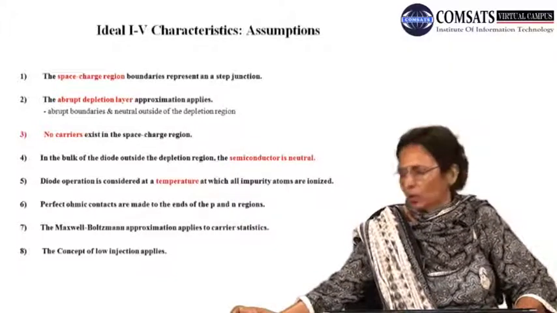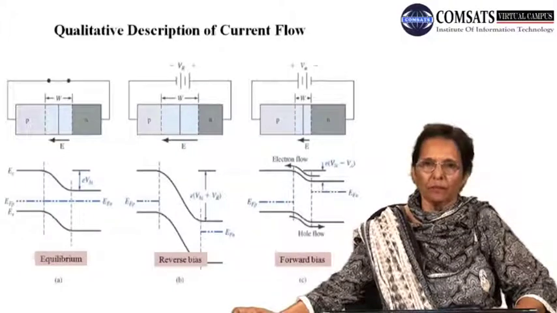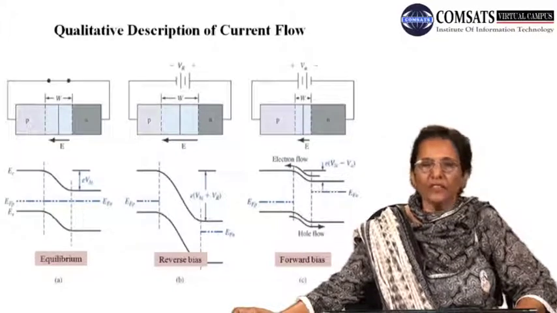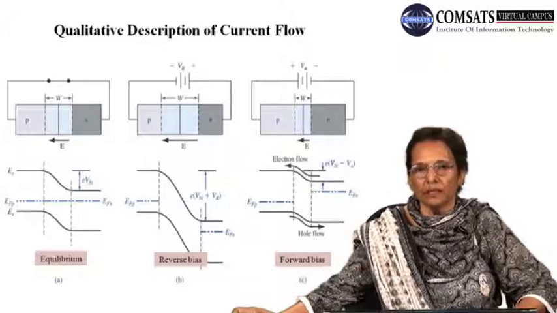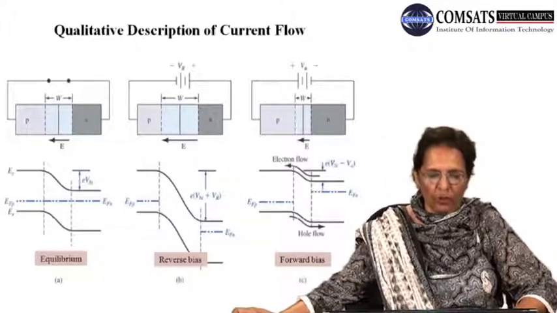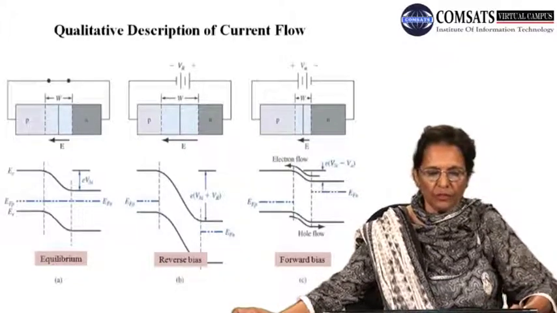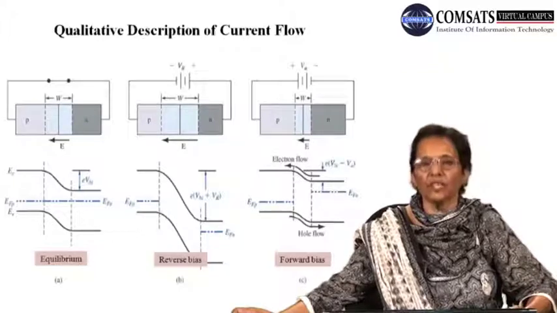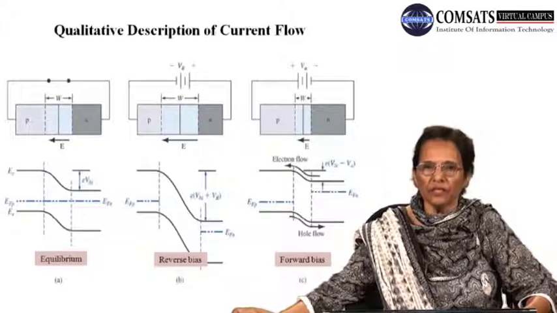Let me explain low-level injection further later on in the next few slides. Here is a schematic representation of current flow in the diode that we are discussing currently. On the top of this diagram, you see that the bias has not been applied. So therefore, we use the term the PN junction or the diode under equilibrium state.